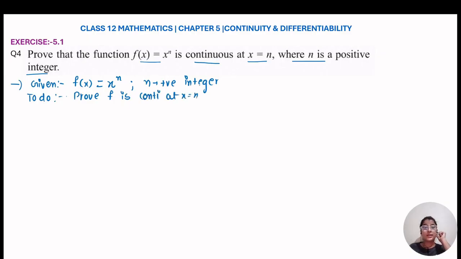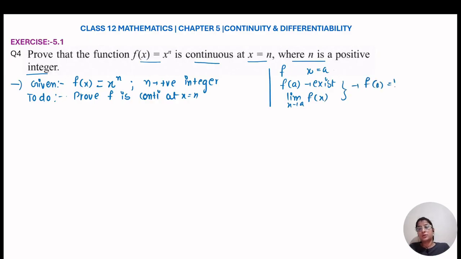So how do we check the continuity of a function? We know that if f is some function and we have to check the continuity at x equals a, we must find f of a. It must exist, and its limit value, that is limit x tends to a of f of x, must also exist, and they both should be the same, that is f of a should be equal to limit x tends to a of f of x. Then we say that the function f is continuous at x equals a.